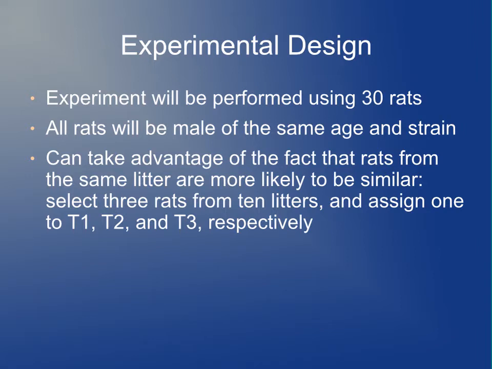Say you have 10 different litters, you select three rats from each litter. Among those three rats, you assign one to T1, one to T2, and one to T3. That means there's one rat from each litter in each of the three groups, reducing the potential of confounding due to litters.